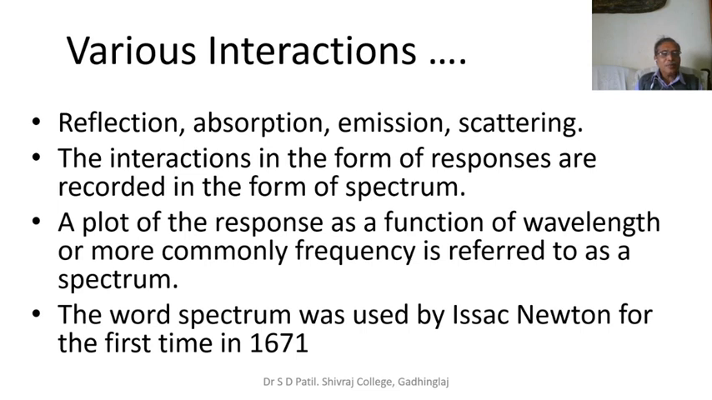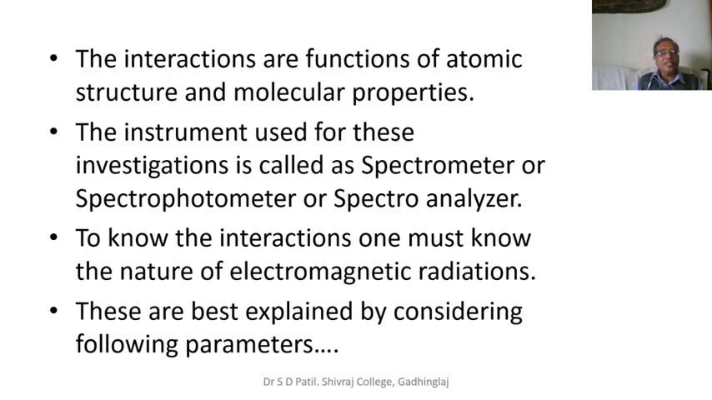The word spectrum was first used by Isaac Newton for the first time in 1671. So he investigated that when a white light beam is passed through prism, there is a separation of different colors, and these separated colors he called as spectrum. The interactions are functions of atomic structure and molecular properties. So atomic structure and molecular properties are investigated by spectroscopic analysis.